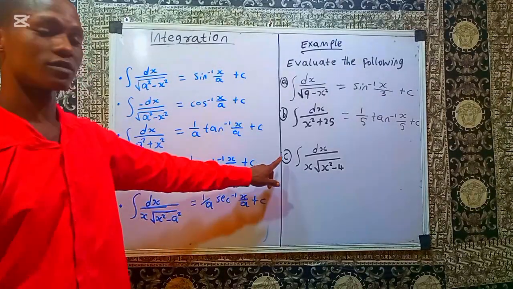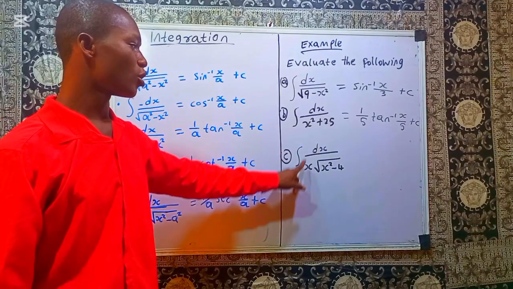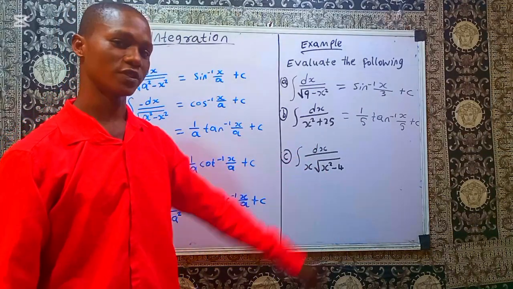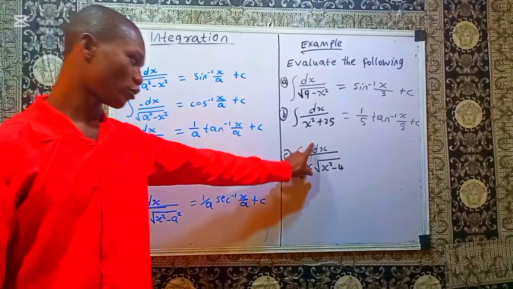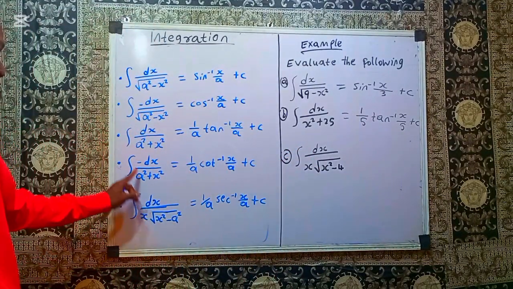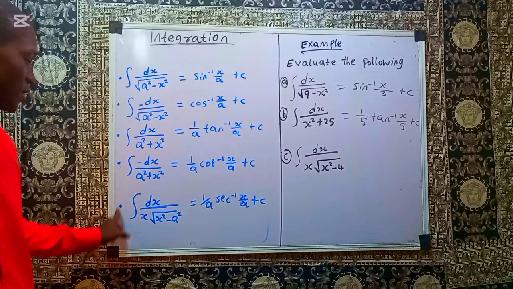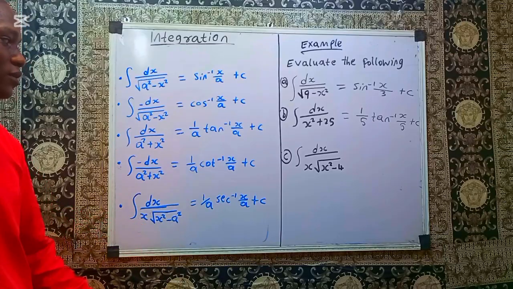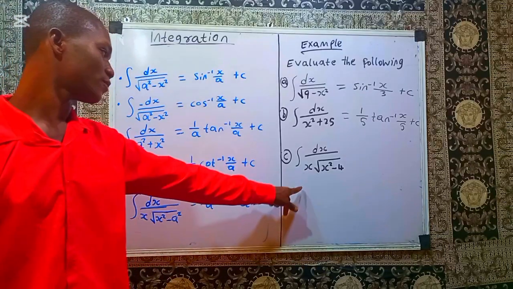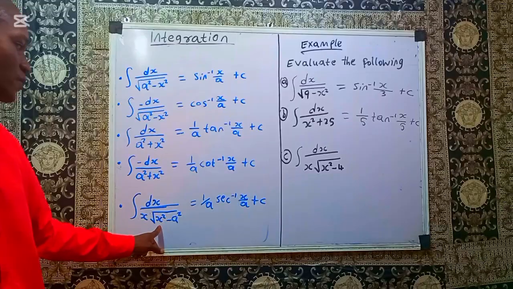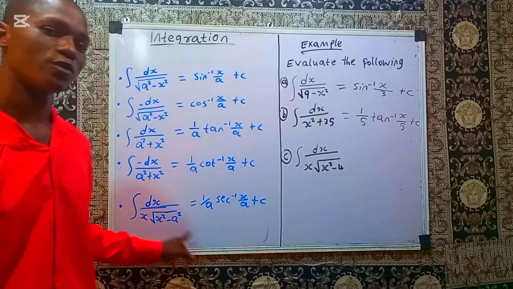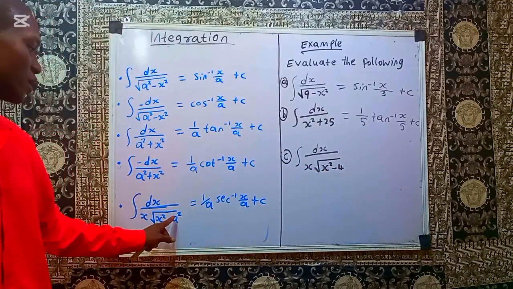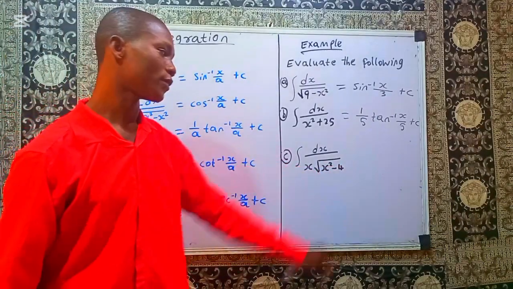So look at question c. The integral of 1 over x square root of x squared minus 4. So let's know where this one falls. Looking at what I have here, this falls under the last one. The integral of 1 over x square root of x squared minus a squared. Now we have x here, we have x here. We have the square root, we have the square root. We have x squared, we have x squared. We have minus, we have minus. We have 4 here. We have a squared. So this a squared is this 4, right?